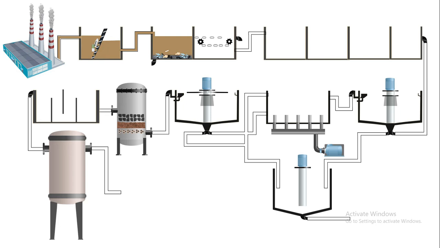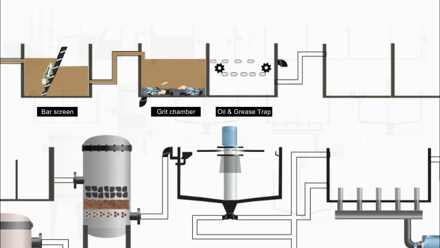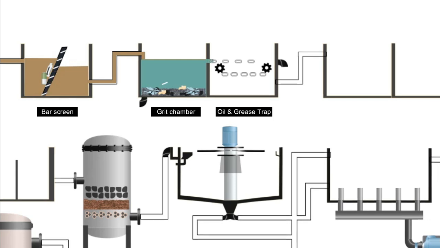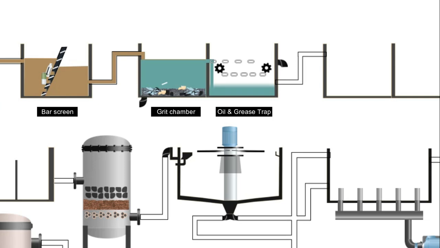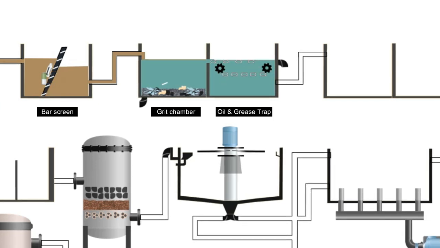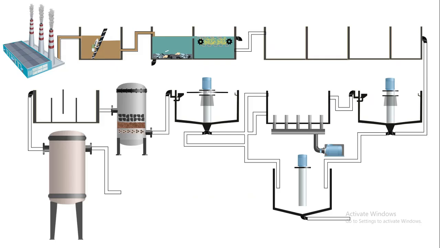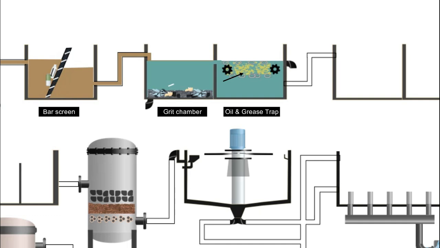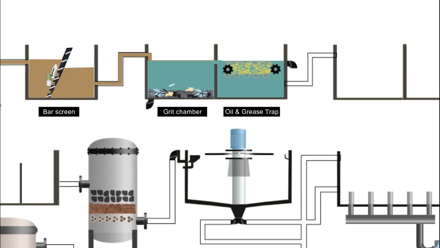After grit removal, the wastewater enters the oil and grease trap. This unit separates floatable organic substances such as oil, fats, and grease that typically originate from kitchen foods, industries, and laundries. Because these materials are lighter than water, they rise to the surface, forming a layer that is skimmed off mechanically using scrapers or rotating paddles.